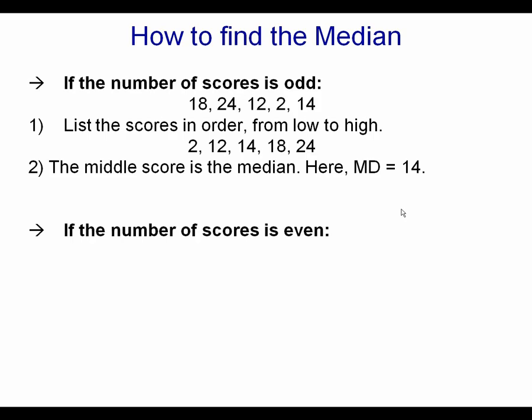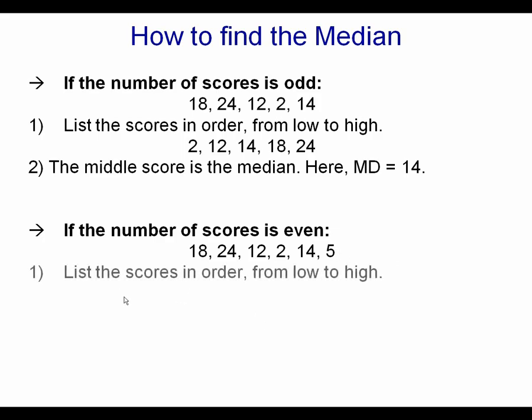On the other hand, if the number of scores is even, then let's say we have an 18, 24, 12, 2, 14, and a 5. We've added a 5 now. We line them up from low to high, and now what do we do? Because there's no middle anymore. If we use 14 as the middle, we have 2 on that side and 3 on that side. What do we do? It's real easy.